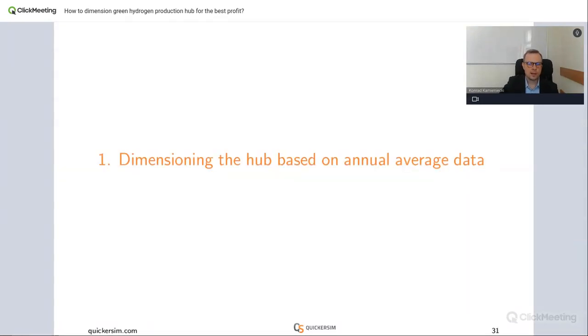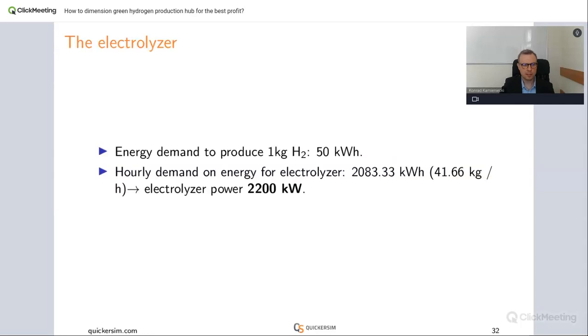And the first approach we are going to take will be, to be honest, a pretty naive approach, but it will be our reference point for later consideration. It will be averaging the installation based on annual average data. So what does it mean?